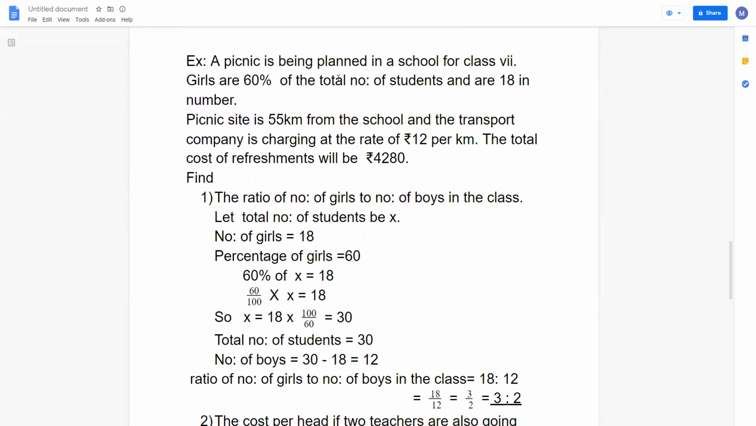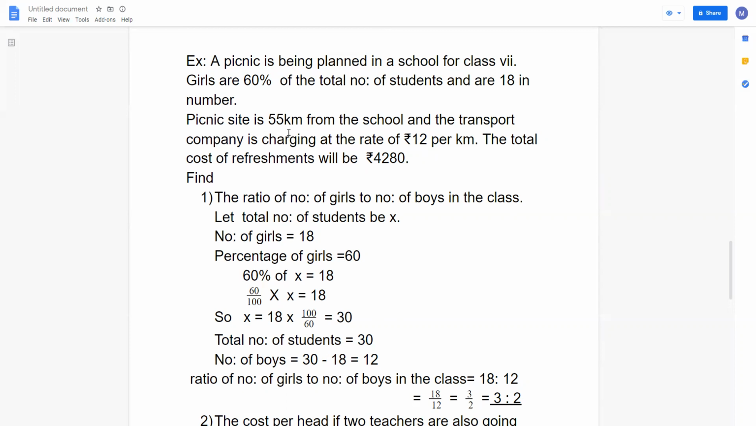A picnic is being planned in a school for class 7. Girls are 60% of the total number of students and are 18 in number. That is, a picnic is arranged for class 7 students. 60% of the total number of students are girls, and girls number is also given as 18. Now see, there are 3 parts in this question. Now let us move to the second part.